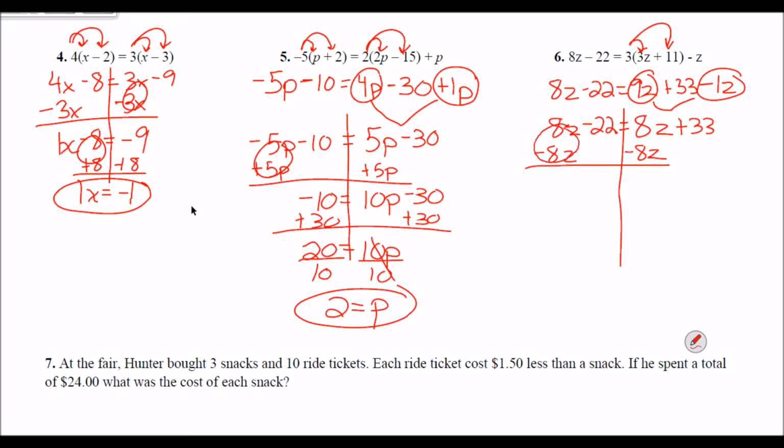it goes away on the left side and drops negative 22. On the right side, it goes away and drops a positive 33. So the question we always ask ourselves is, is this a true statement or is this a false statement? So negative 22 is not the same thing as 33. So that makes a false statement, which tells us our answer is no solution.